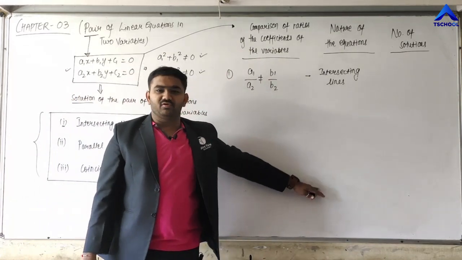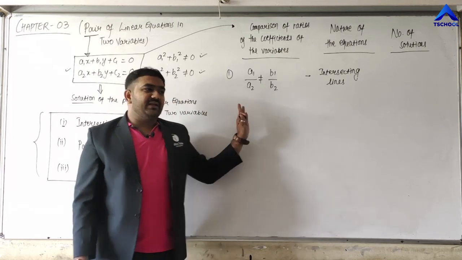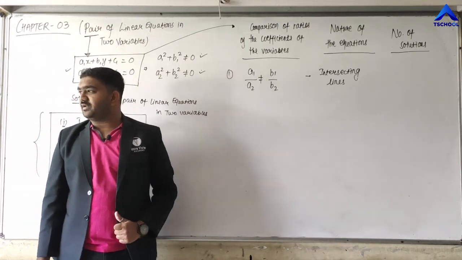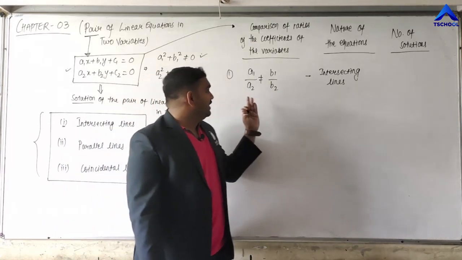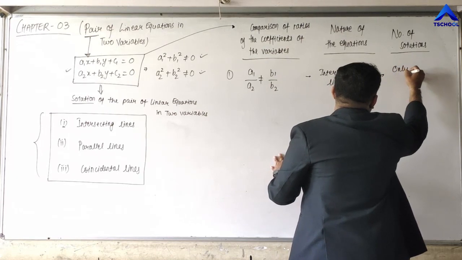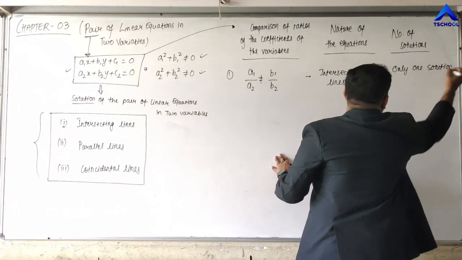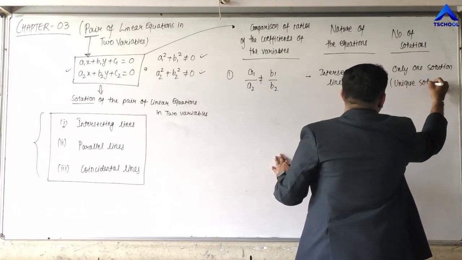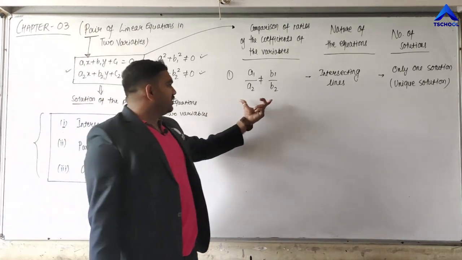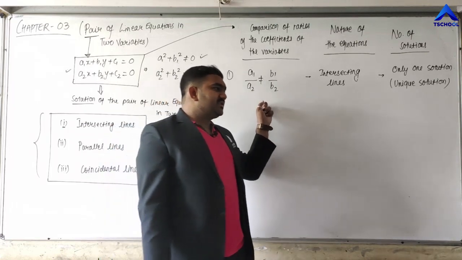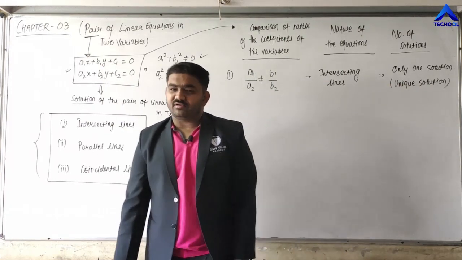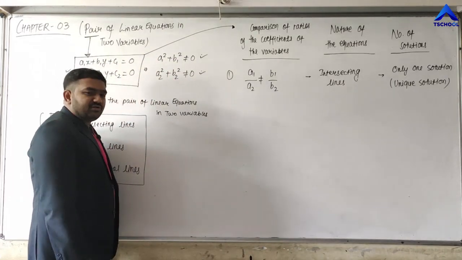For example, the first graph that I have drawn here previously was the intersecting lines. So you can clearly confirm from that whether a1 upon a2 is equal to b1 upon b2 or not. a1 upon a2 will not be equal to b1 upon b2, right? If this ratio is not equal, then they will show intersecting lines, and the number of solutions to this will be only one solution or unique solution, right? So again let me repeat it: if a1 upon a2 is not equal to b1 upon b2, then this condition will show the intersecting lines, and if these lines are intersecting, then the number of solutions will be only one solution or a unique solution to the pair of linear equations in two variables, right?